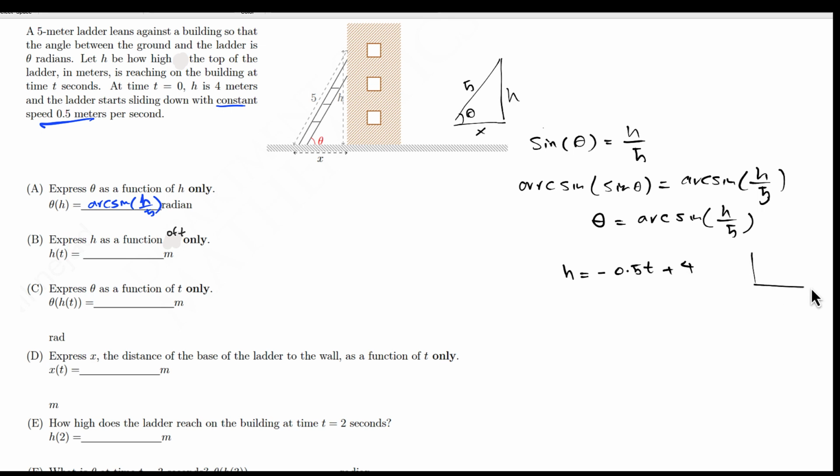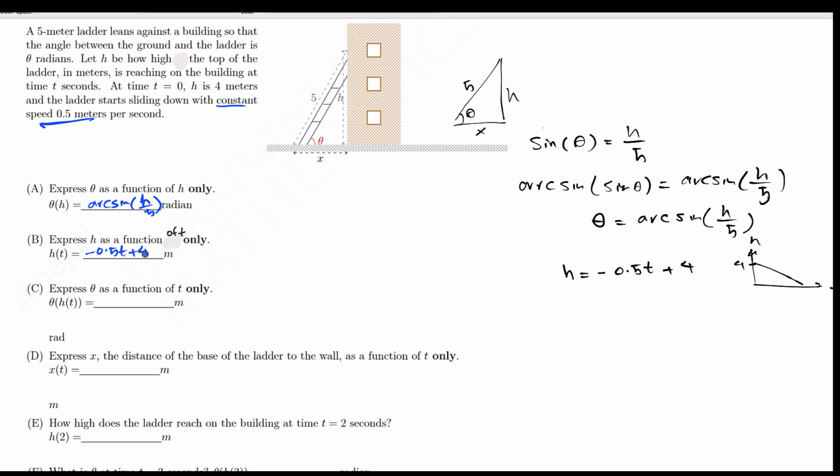So now h starts, this is h, this is time, at 4 meters, and it goes down with a slope of 0.5, basically. And so h of t is a function of time. I'm going to express that as negative 0.5 t plus 4.